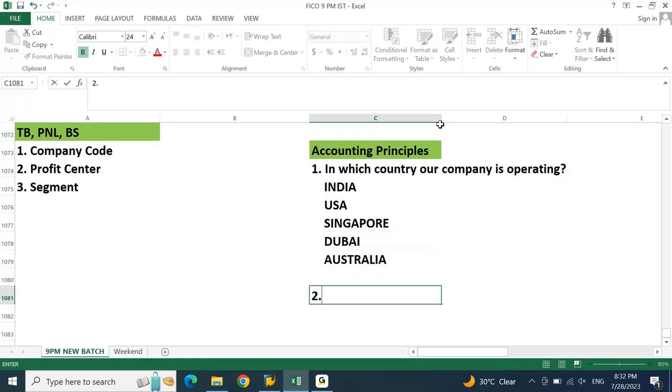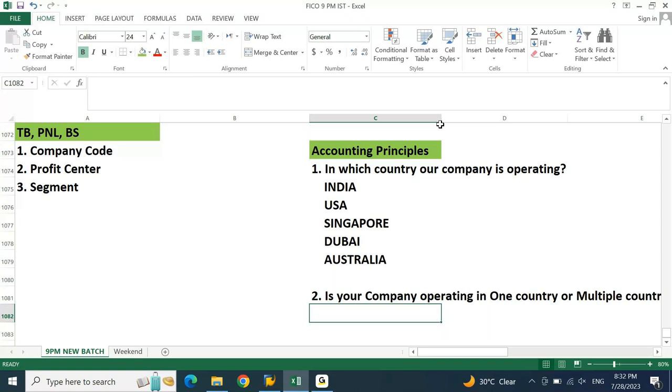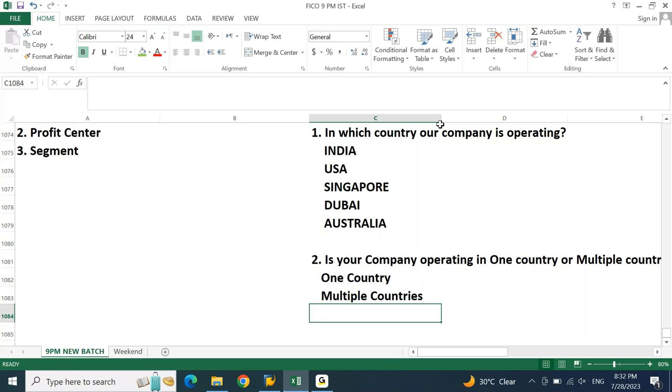Now, point number two. Is your company operating in one country or multiple countries? This is another question that you need to ask. Your answer can be one country, or your answer can be multiple countries also.